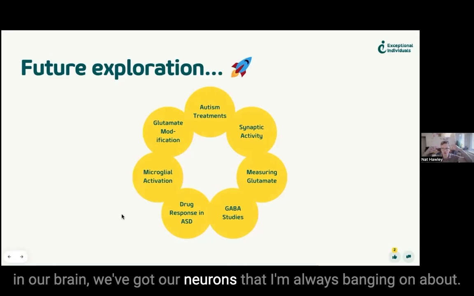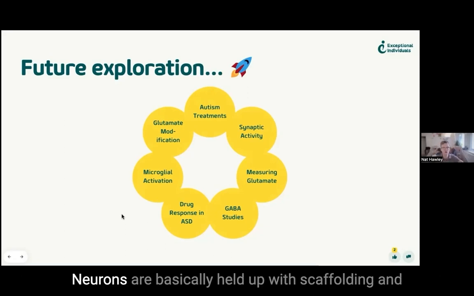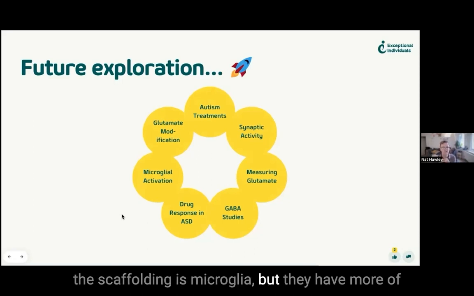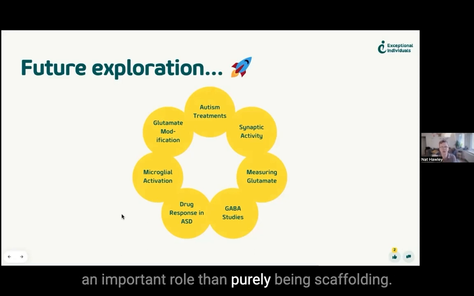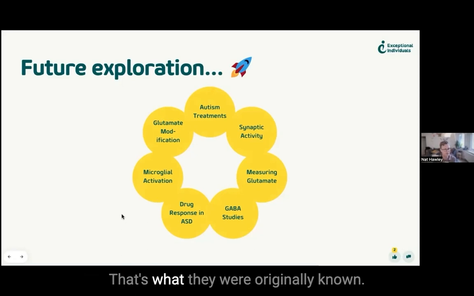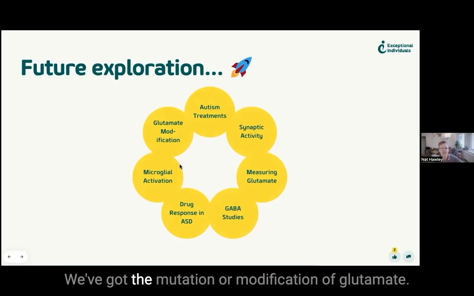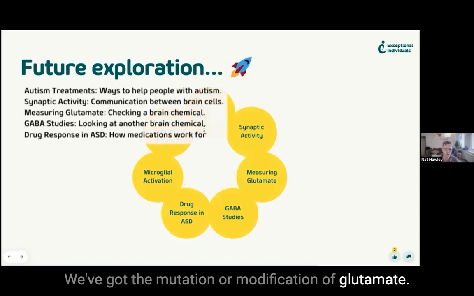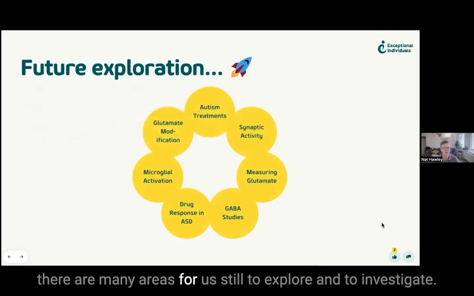In our brain, we've got our neurons that I'm always banging on about. Neurons are basically held up with scaffolding, and the scaffolding is like microglia, but they have a more important role than purely being scaffolding. That's what they were originally known as. We've got the mutation or modification of glutamate. There are so many areas for us still to explore and to investigate.